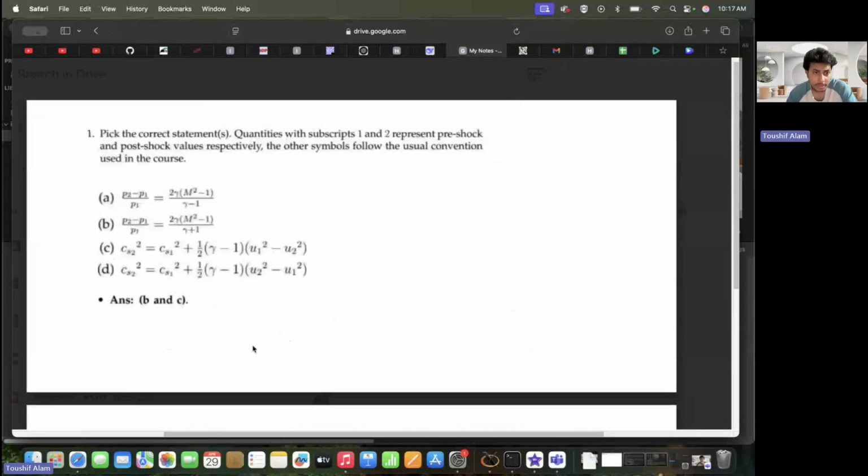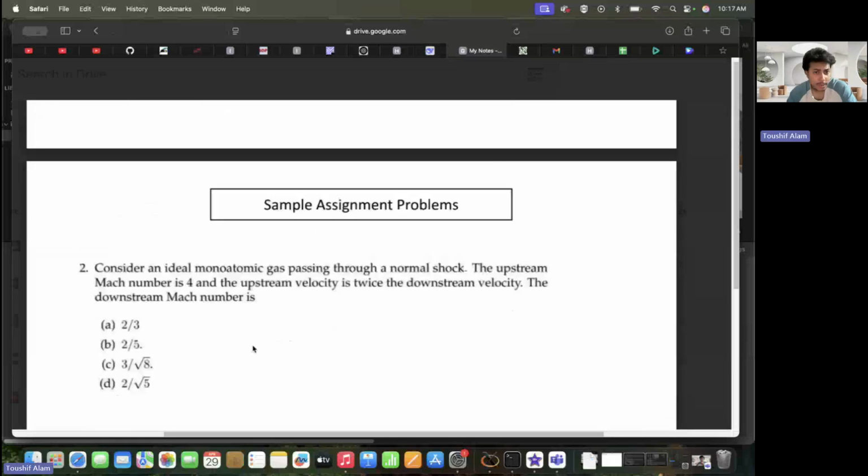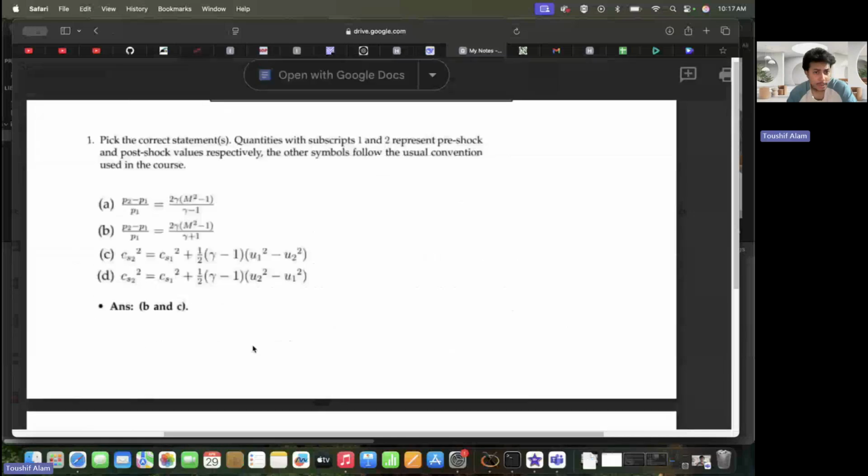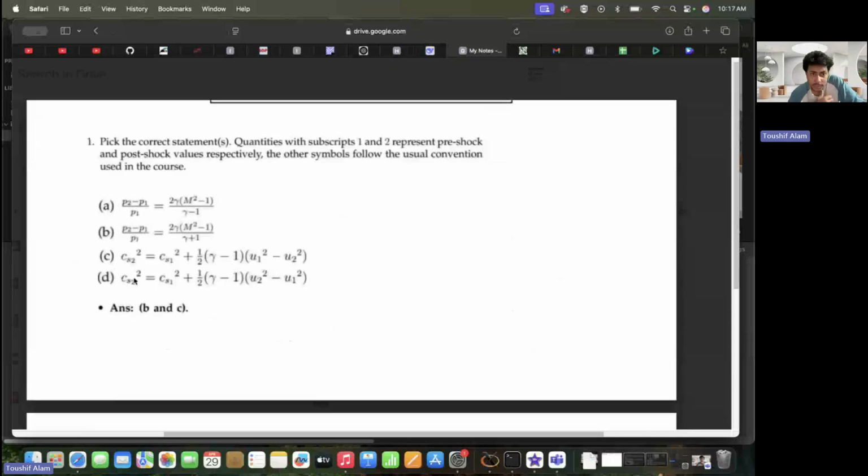I have explained because it is directly from the equation. That is 2 gamma M squared minus 1 by gamma plus 1. You can see it is also similar to the equation c2 squared equals c1 squared plus and so on. This is directly from the Rankine-Hugoniot jump condition. So try to derive them if you want again.